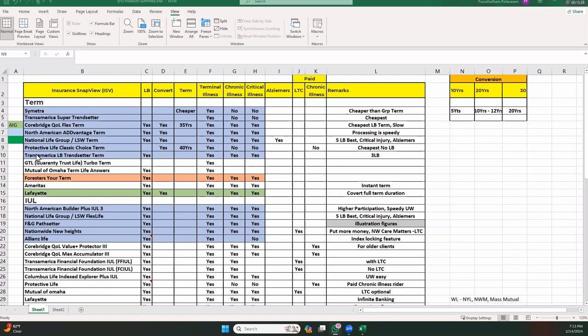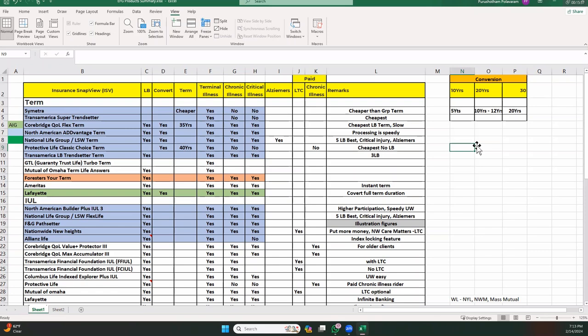Transamerica Living Benefits, we call it Transamerica LB Trendsetter. They have all 3 living benefits. They are a little bit expensive. They are close to the price of National Life Group. If someone has got that, we can easily say, go with National Life Group, which has more living benefits. And when you do the conversion, you will have all of them automatically.